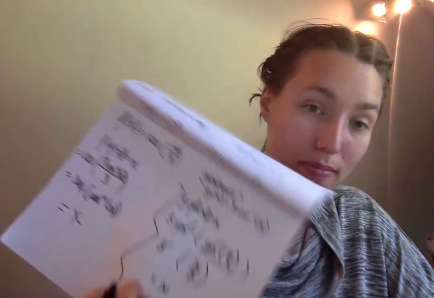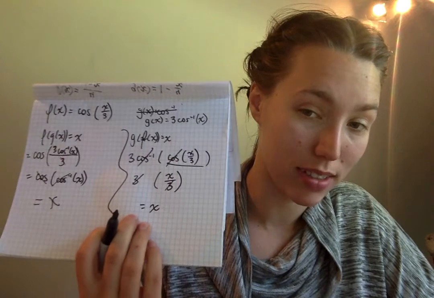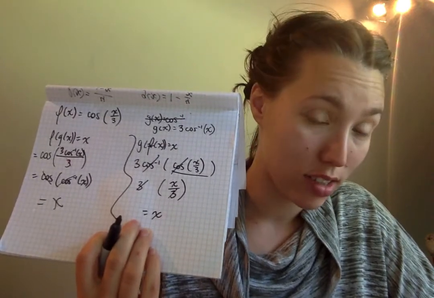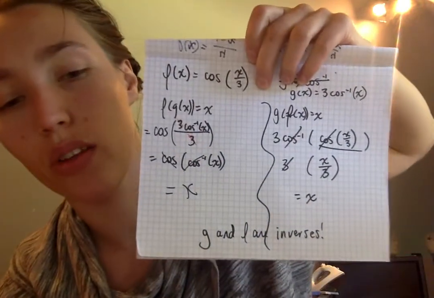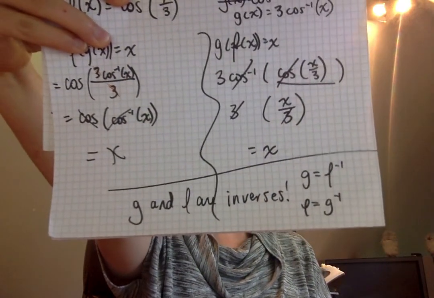What cancels this time? That's right, you're left with x. In each case, which means these are inverses. And we haven't mentioned this before, but another way you could say that is just g equals f inverse and f equals g inverse. Isn't that nice?